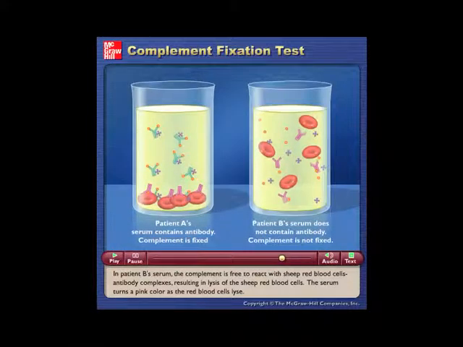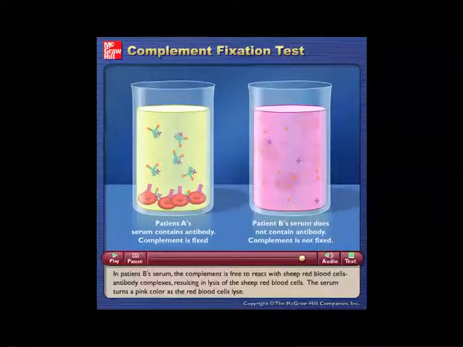In patient B's serum, the complement is free to react with sheep red blood cells' antibody complexes, resulting in lysis of the sheep red blood cells. The serum turns a pink color as the red blood cells lyse.